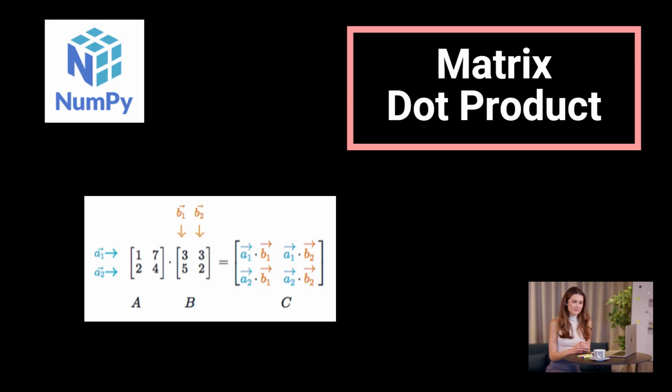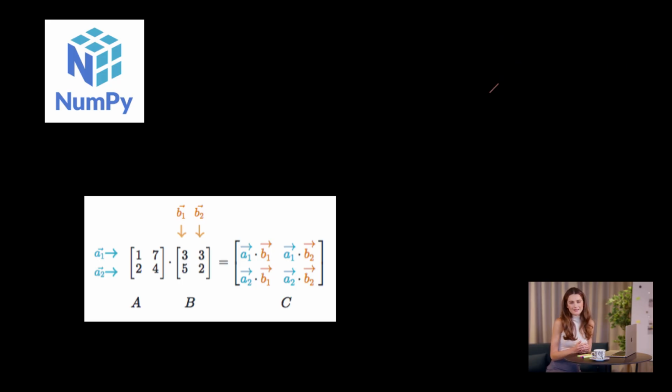Here's a sneak peek of what's coming next. We'll calculate the dot product of two vectors using NumPy, another one-liner that's powerful and essential in machine learning.